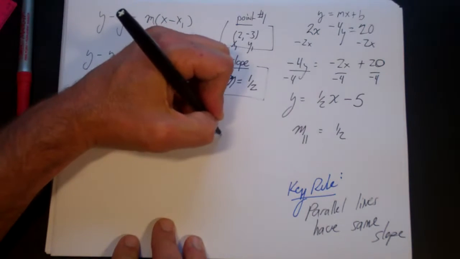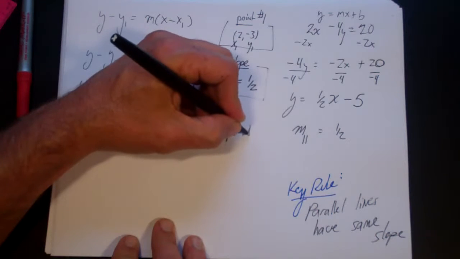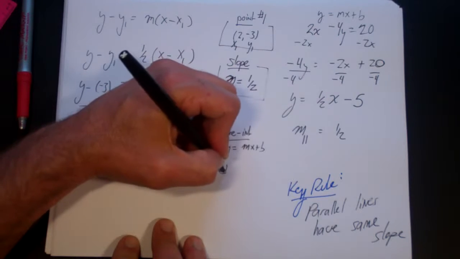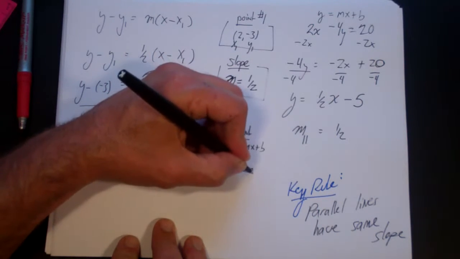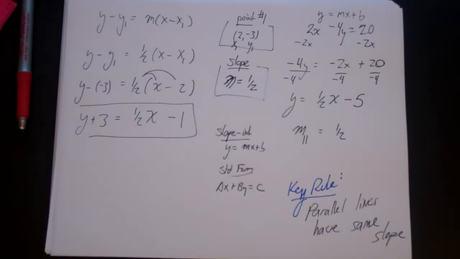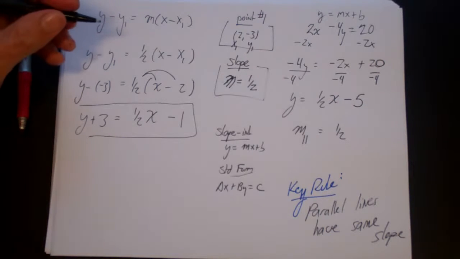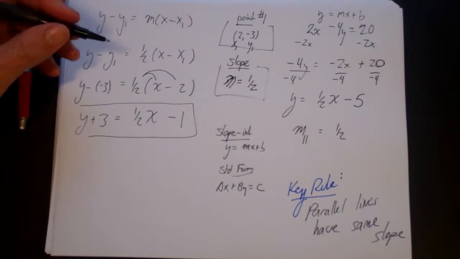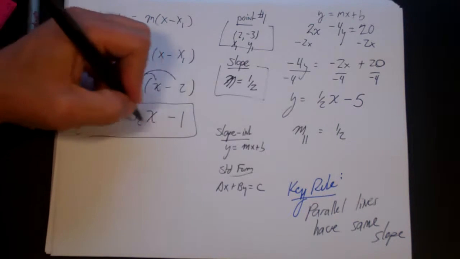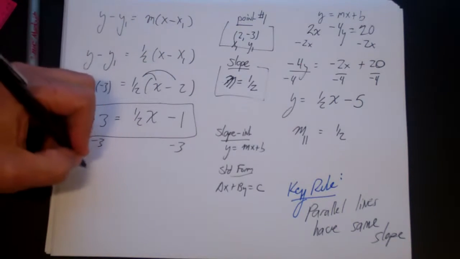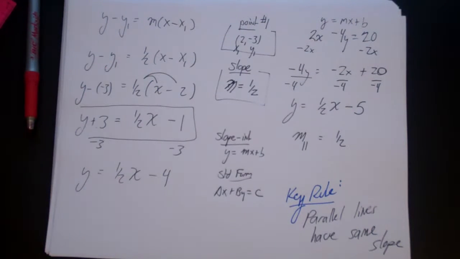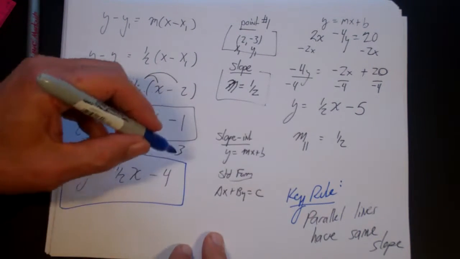Now the two ways I'm going to rewrite it: I'm either going to rewrite it as slope-intercept, which is y equals mx plus b, or standard form, ax plus by equals c. And you should be able to do either one of those, whichever one the question asks for. Once I'm here, to rewrite it in slope-intercept form, I'm just going to move the 3 over there, so I get minus 3, negative 3. It's y is equal to 1/2 x, negative 4. And that's my final answer right there, if I want it in slope-intercept form.